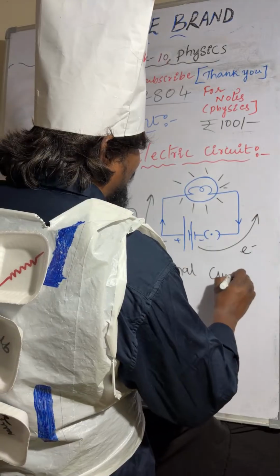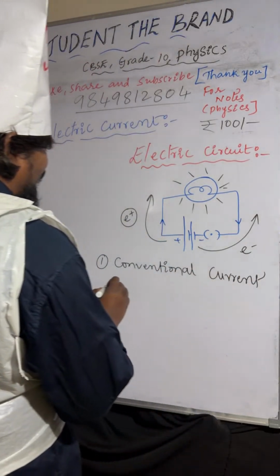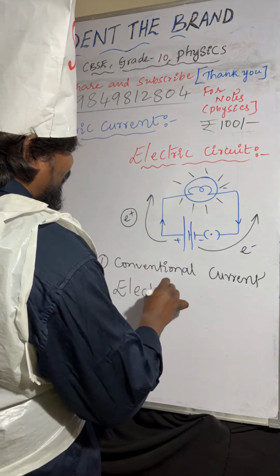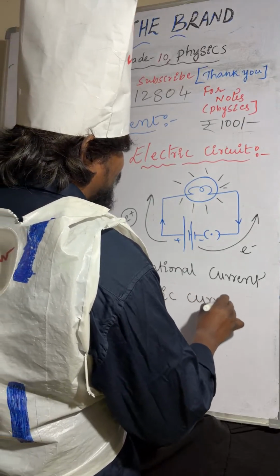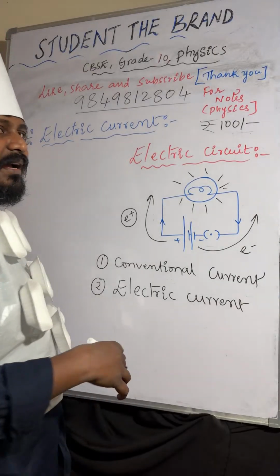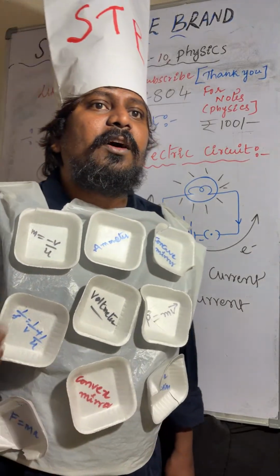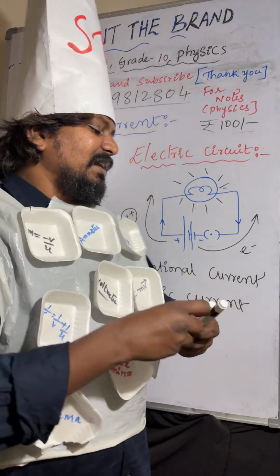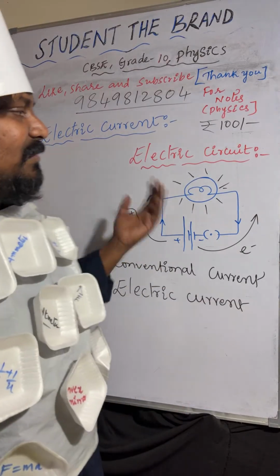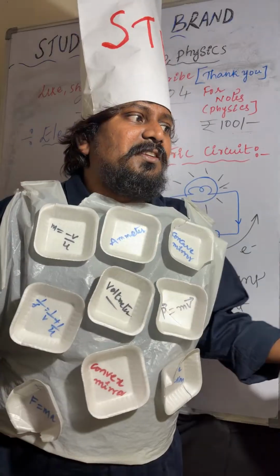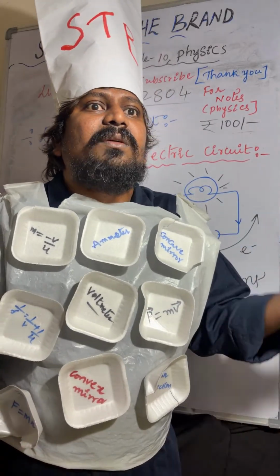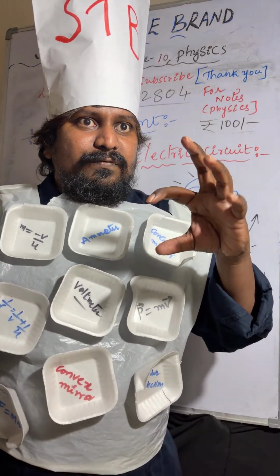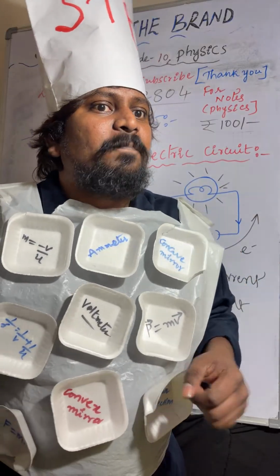Conventional current, and coming to electric current, the second one. What is conventional current? Conventional current is nothing but the flow of positive charges. Why are you saying conventional current and electric current for only one current? You are saying two types of current. How can we remember this? How to recognize it, how to fix it in our mind?